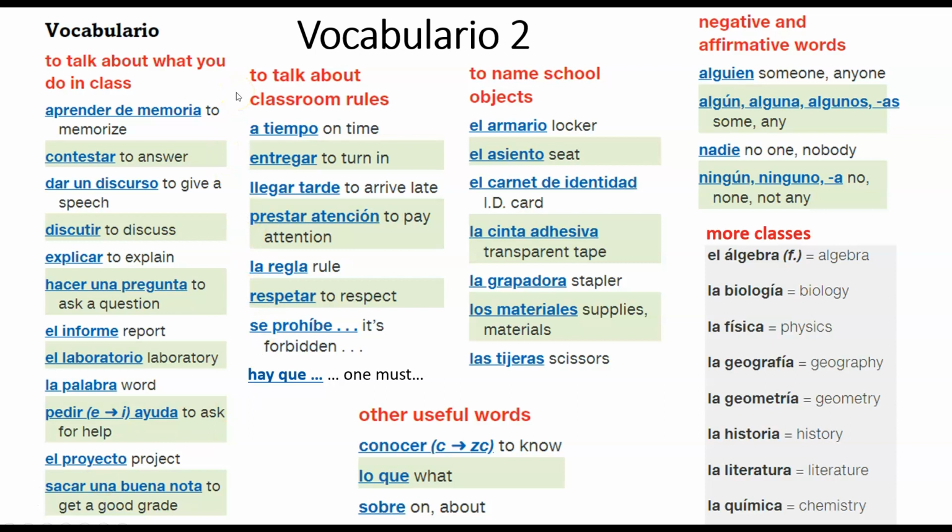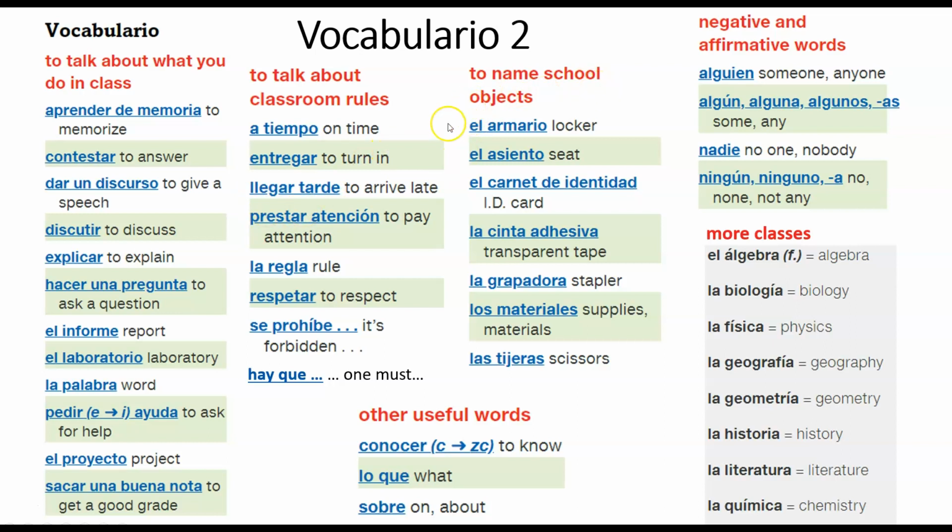To talk about classroom rules. A tiempo. Entregar. Llegar tarde. Prestar atención. La regla. Respetar. Se prohíbe. Hay que. Right? Like hay que prestar atención. Prestar atención. One must pay attention. Se prohíbe llegar tarde. It is forbidden to arrive late.